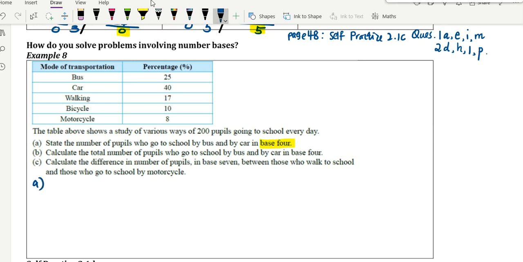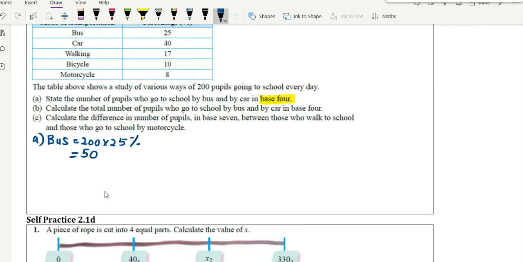Okay, for part A, the number of students who go to school by bus. So for bus, how many percent? It's 25% here. How do you find the number then? You take the total value, 200 times 25%. Using the calculator, by bus we have 50 students. But they want you to convert it to base 4. 50 is in base 10, normal.